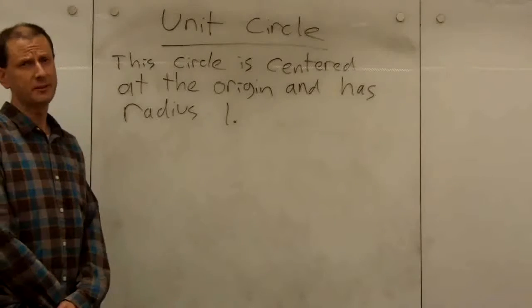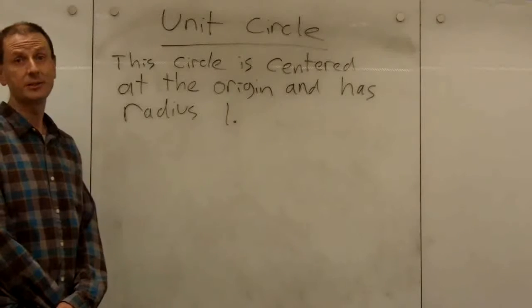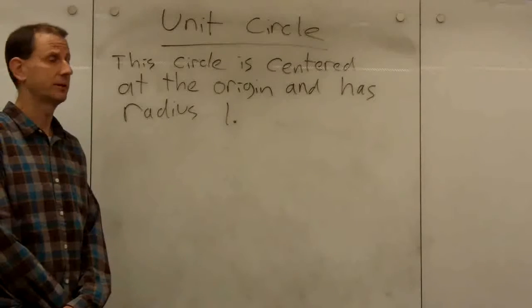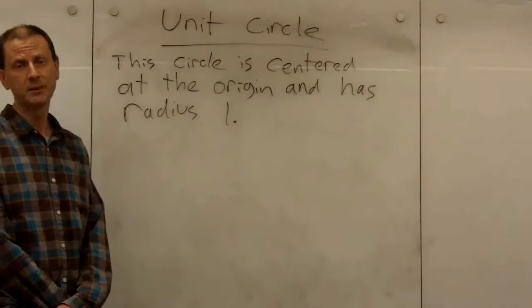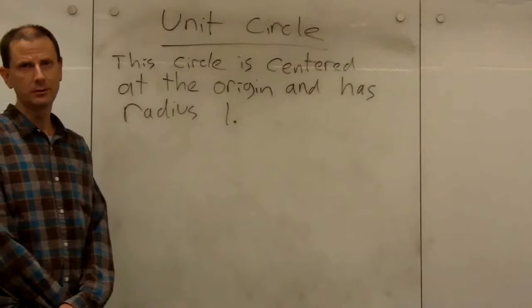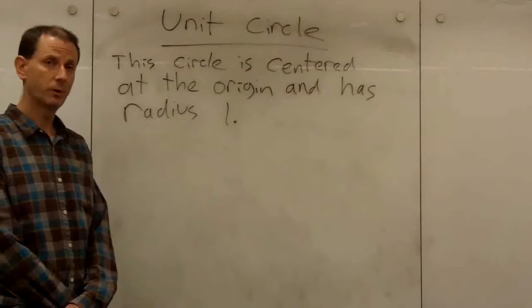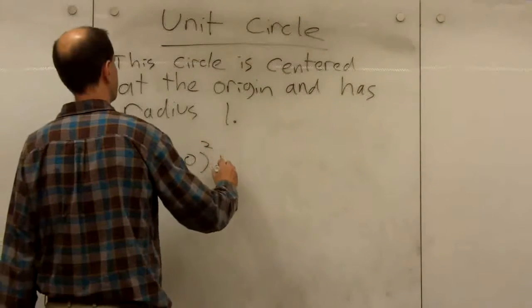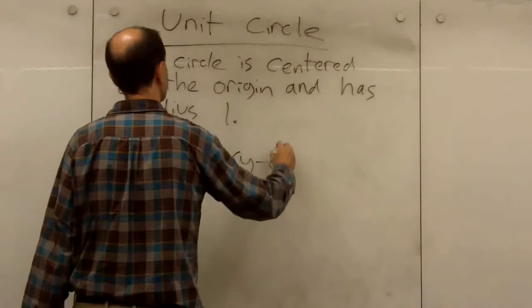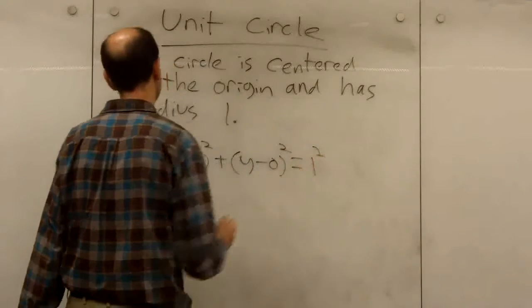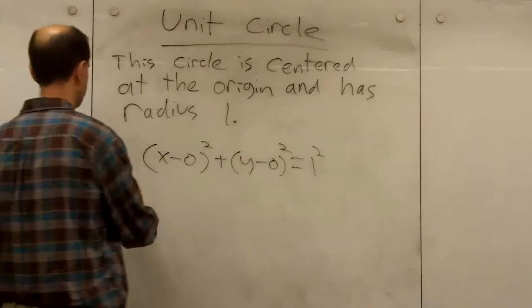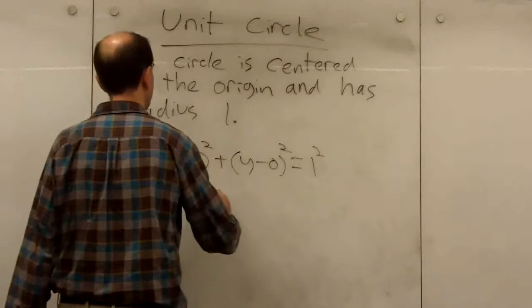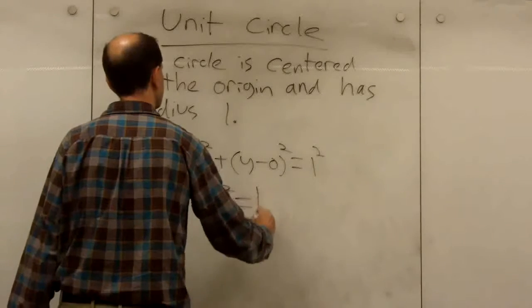Now, what is arguably the most important circle in all of mathematics is the unit circle. This is the circle which is centered at the origin, which is the point (0, 0) on the plane, and has radius 1. So using the equation for the circle, we just need to plug in 0, 0, and 1. So this is going to have equation (x minus 0) squared plus (y minus 0) squared equals 1 squared. And this simplifies to the nice, elegant equation x squared plus y squared equals 1.